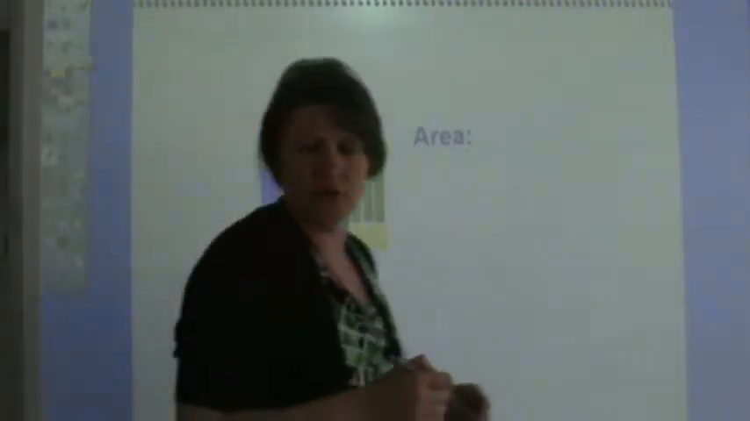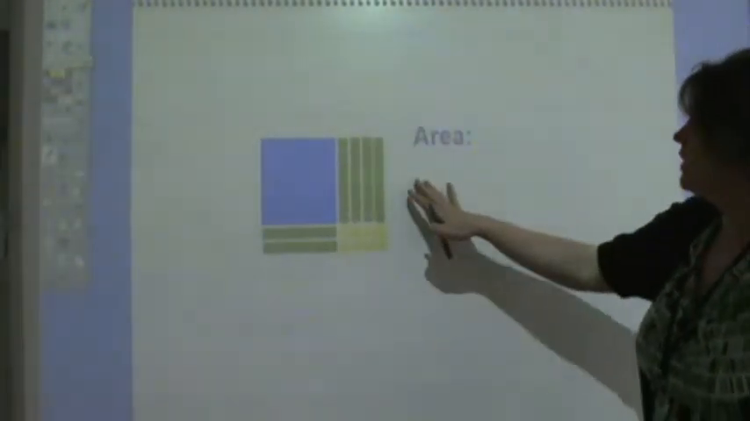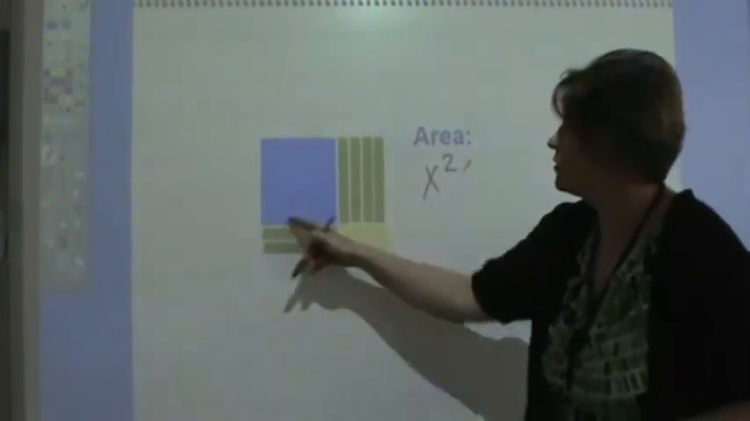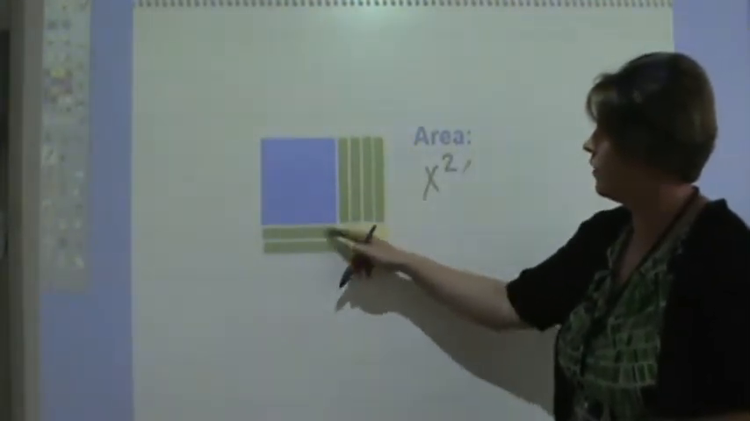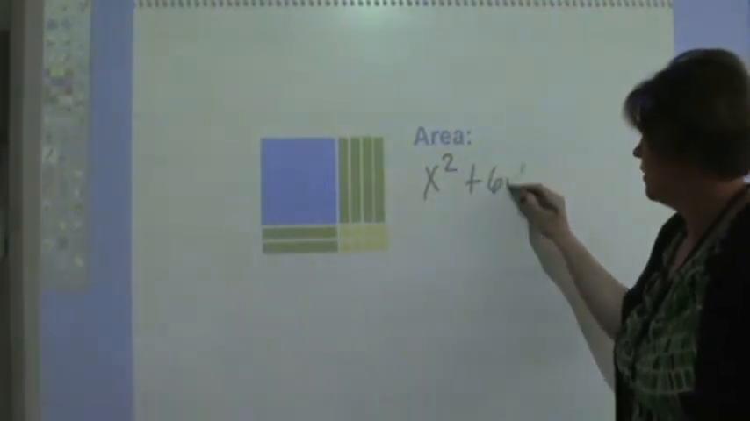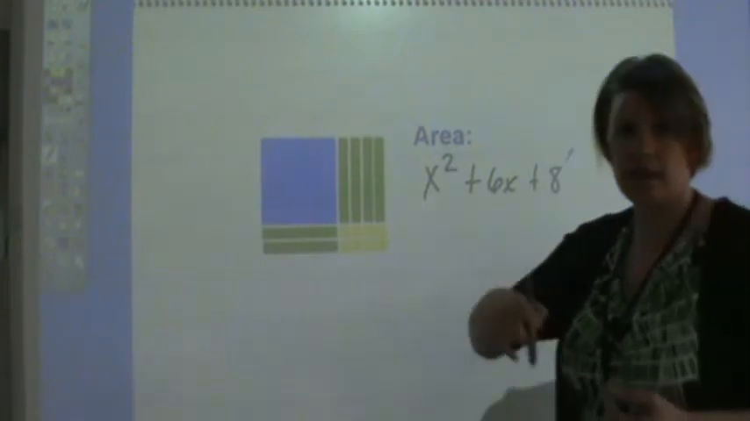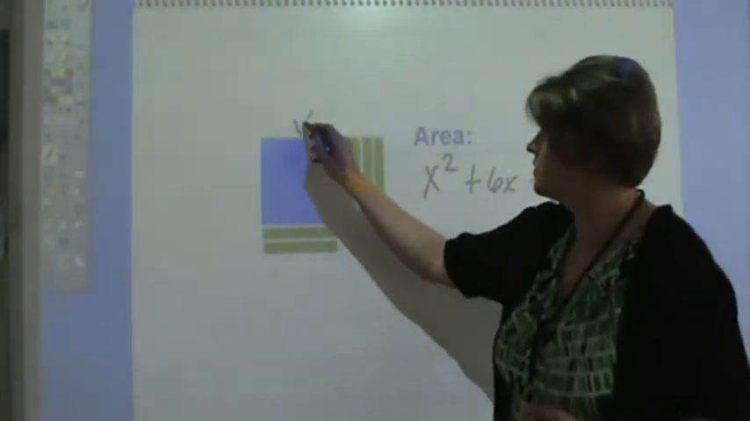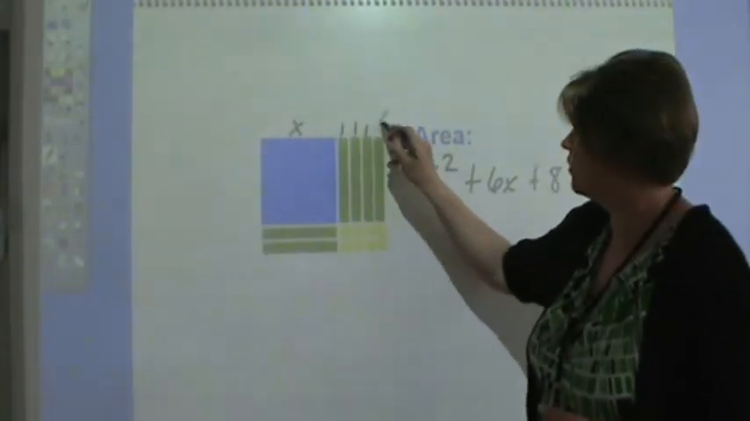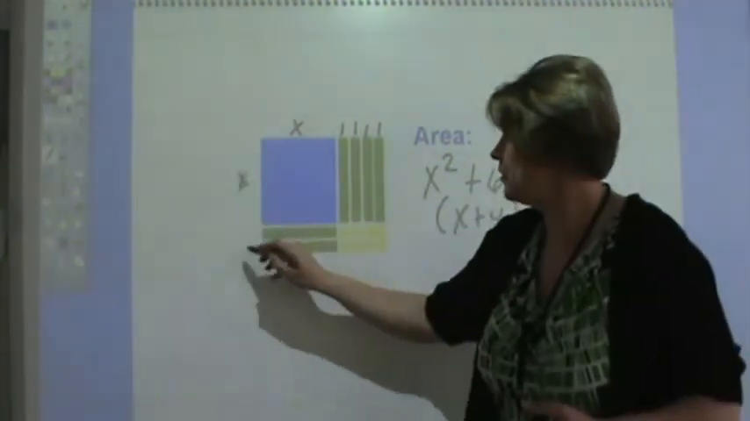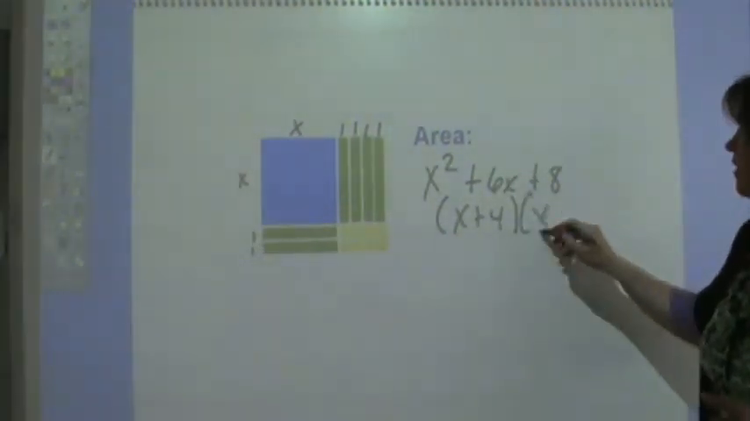If you remember with the algebra tiles, you can either do the colors, like x squared, there's one blue one, plus 1, 2, 3, 4, 5, 6 green ones, plus 8 yellow ones. Or you can do length times width, making it a rectangle. So we have x plus 1, 2, 3, 4 times x plus 2. Okay?